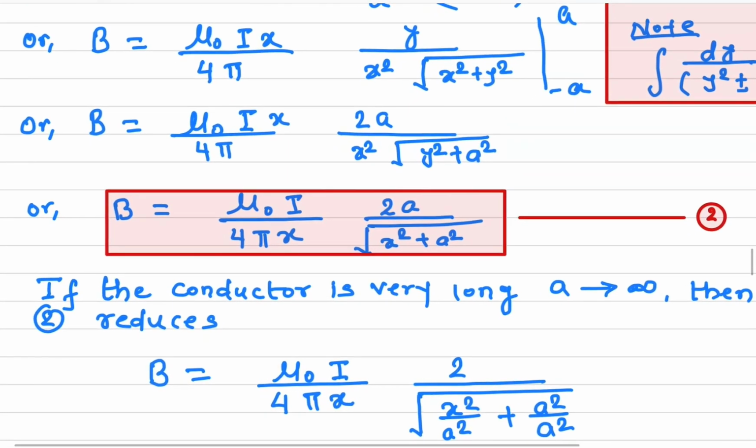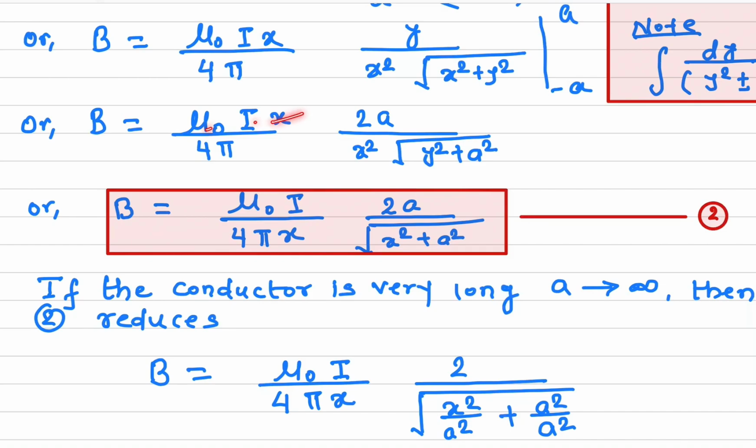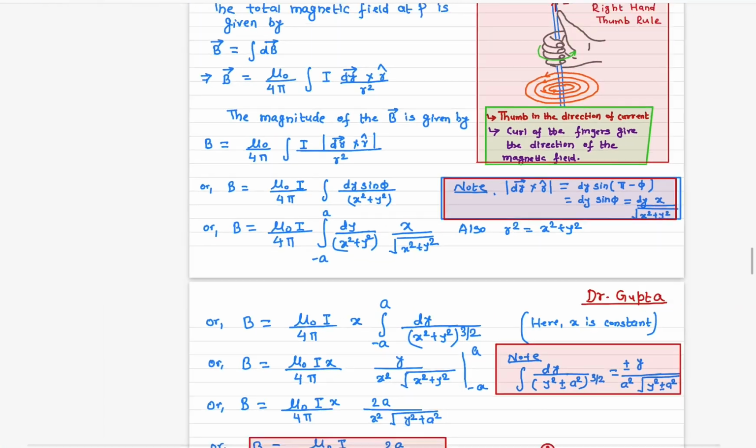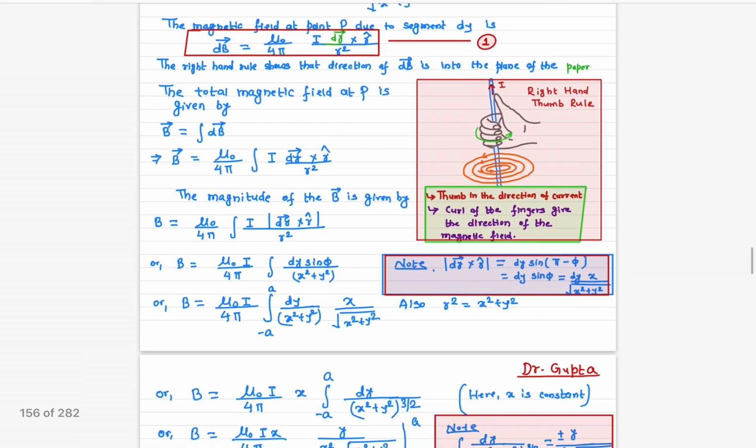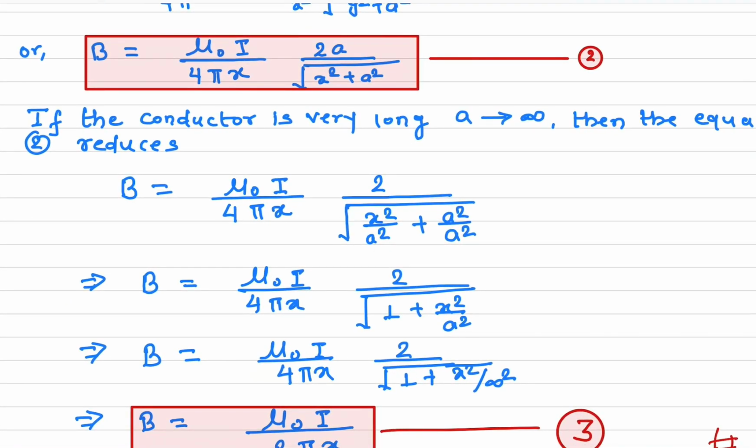So solving further gives you mu naught I, 1/x and 1/x will cancel out, mu naught I over 4 pi x, and 2a over the square root of x squared plus y squared. And this is the magnetic field due to a wire of length 2a at any point P. The only thing that we have used is the Biot-Savart law, and the rest is math.